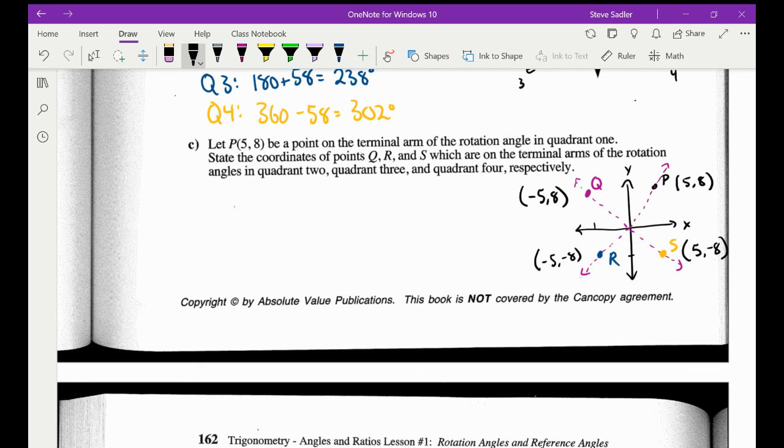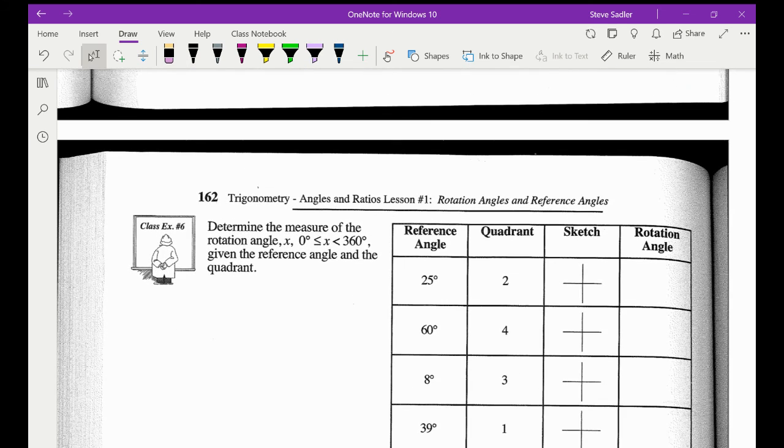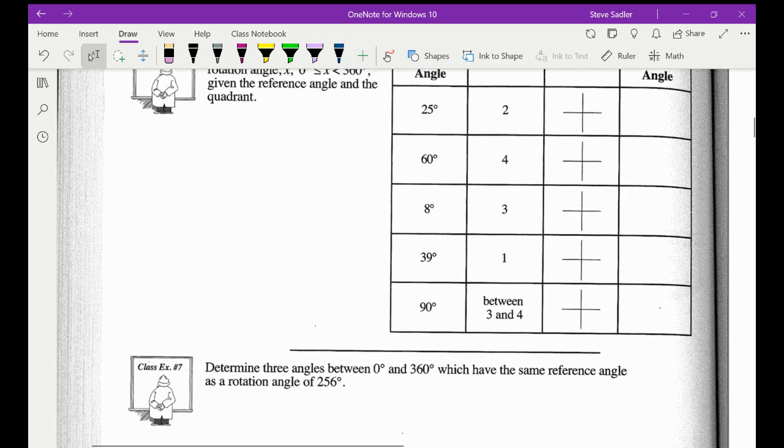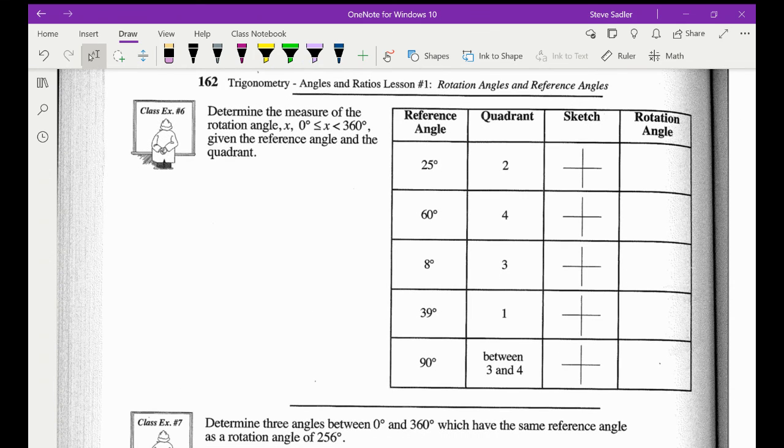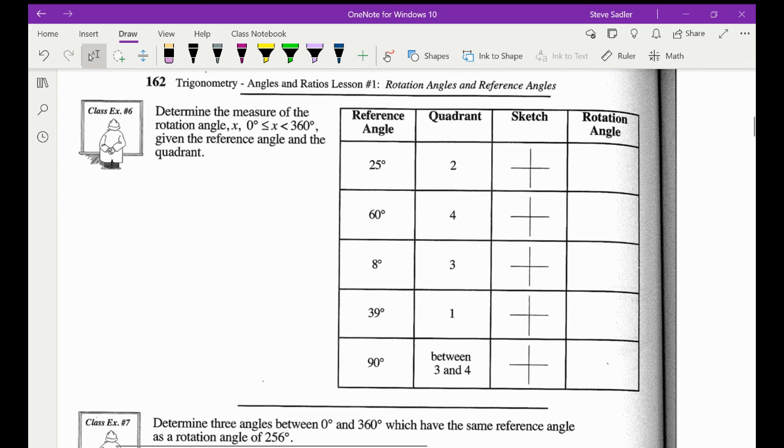Okay, I try to keep these short, but it's my first one I've done all year, so it's just getting back into it, and I don't want to go through all of this with you. So we'll go through this chart here. It gives you a reference angle and which quadrant that is in, and it wants to know the rotation angle. So I'll do them all. Why not? It's saying we have a reference angle of 25 degrees in quadrant 2.